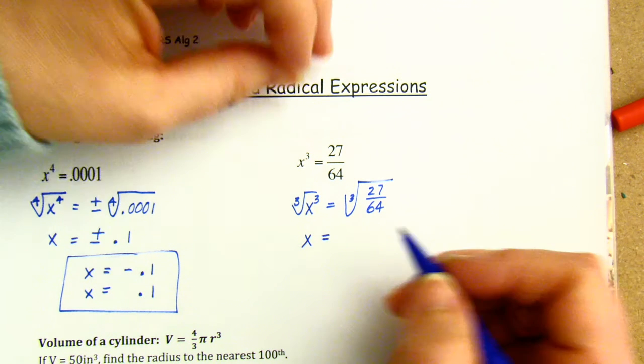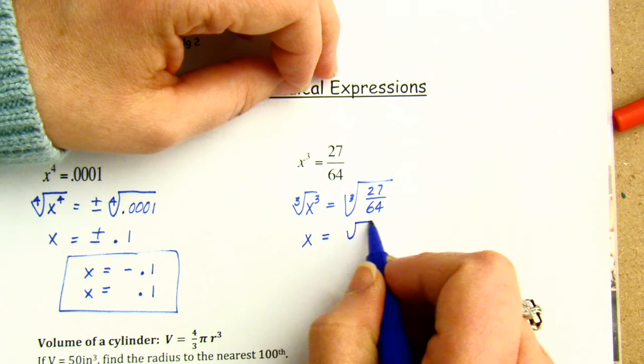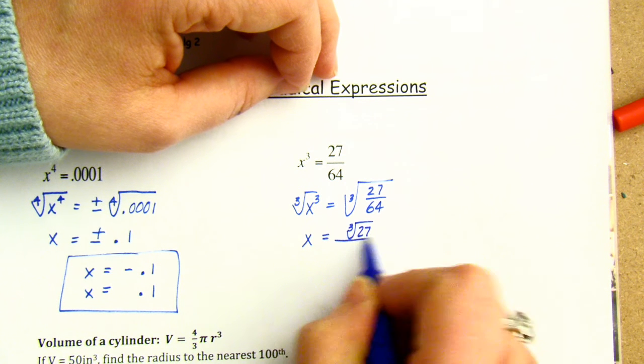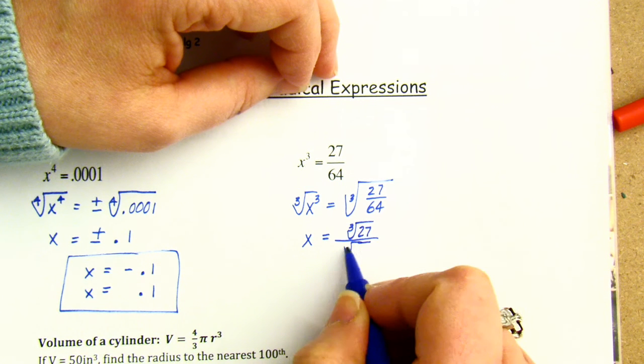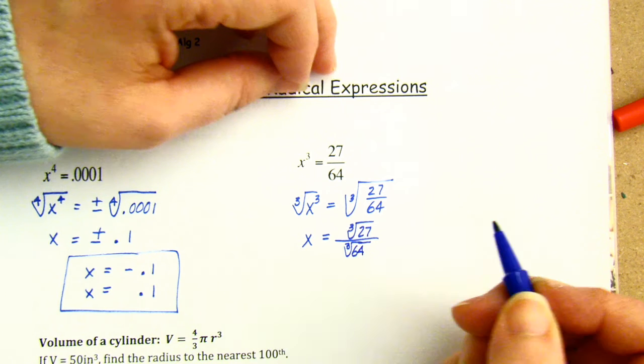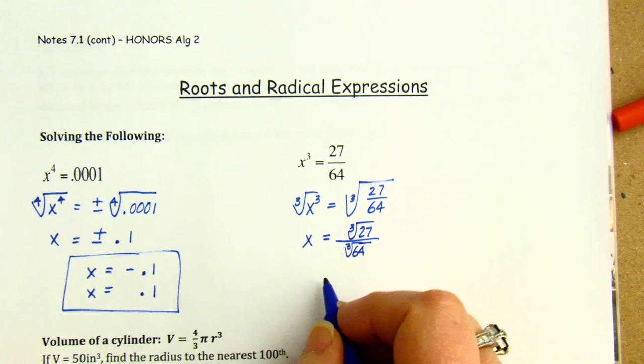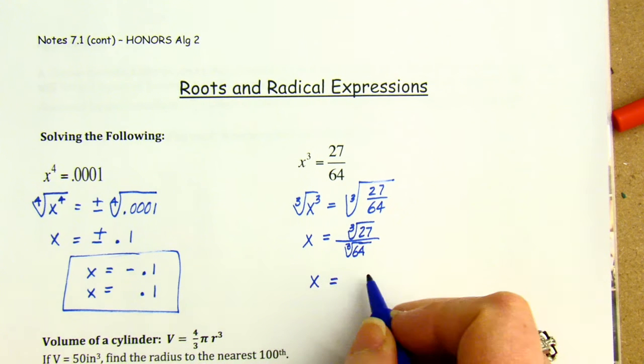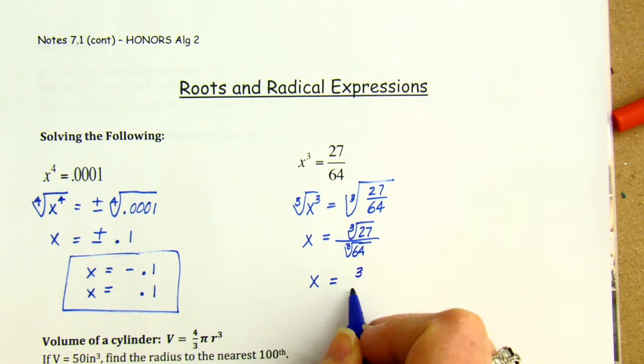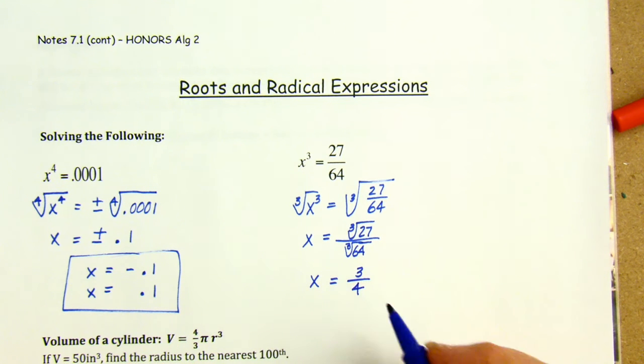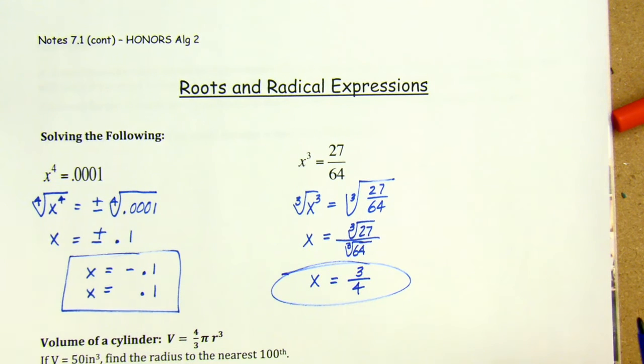All right, I'm going to bust this apart. This is really the cube root of 27 over the cube root of 64. Nothing new. We've used the quotient rule before. Cube root of 27 is 3. Cube root of 64 is 4. So I see here that x equals 3/4.